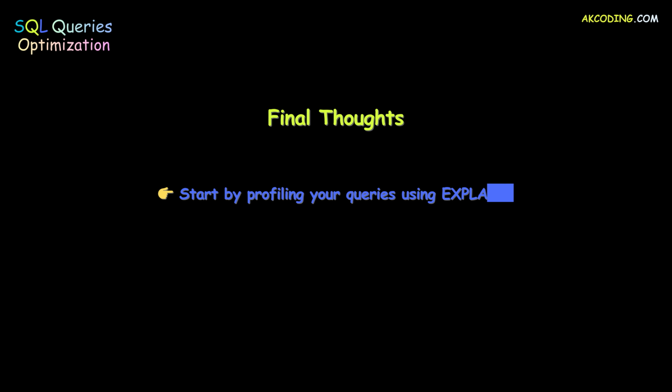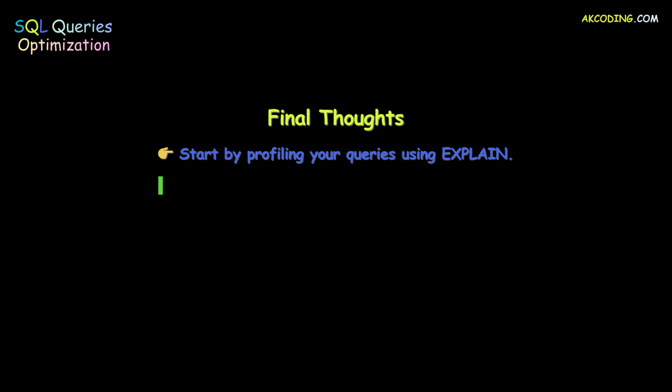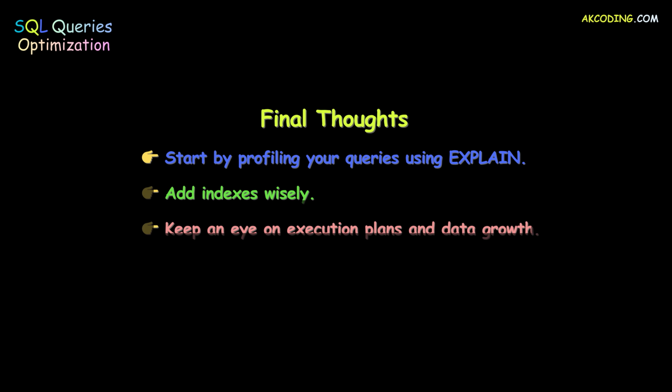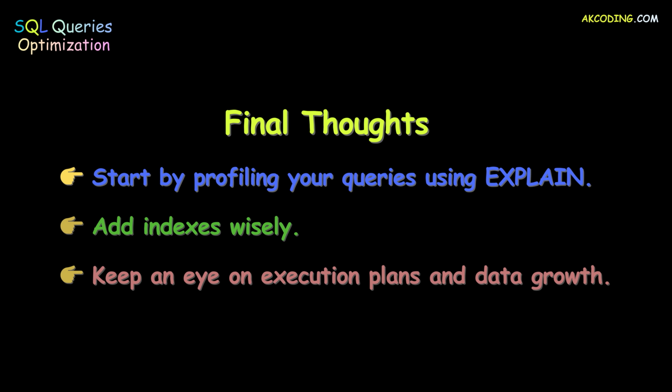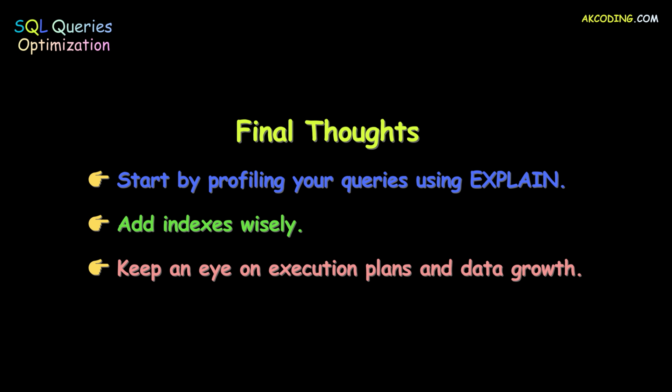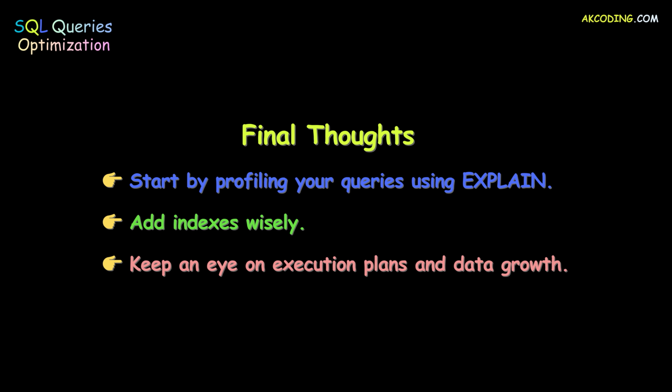In conclusion, optimizing SQL is not about memorizing tricks. It's about understanding how databases work. Start by profiling your queries using EXPLAIN. Add indexes wisely. Keep an eye on execution plans and data growth. Once you master these fundamentals, you will not only make your queries faster, you will make your entire application smoother, cheaper, and more scalable. That's it.